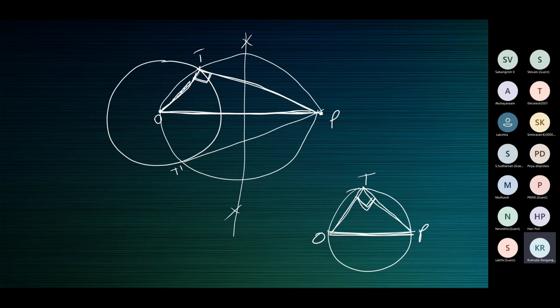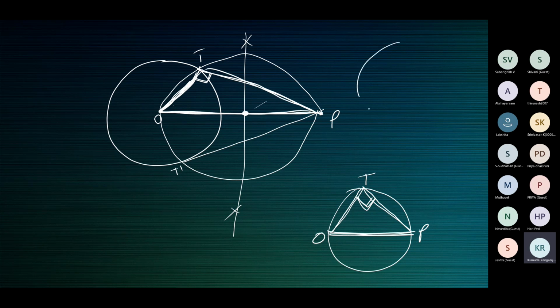For the new circle, OT is not the radius, because this is the center of the new circle, and the radius comes from the center to the circumference. So OT is just a chord of the new circle. OT is the radius of the old, original circle. You can see the diameter, and you can see OT here and PT here.